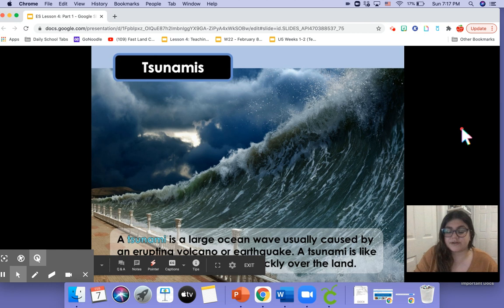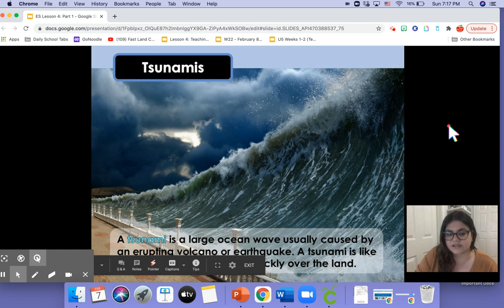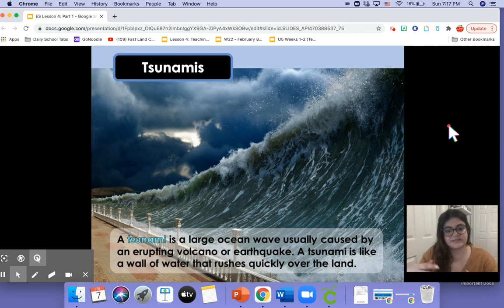We are moving on to another change on Earth called a tsunami. Can you say that with me? Tsunami. A tsunami is a large ocean wave, usually caused by an erupting volcano or earthquake. What I noticed after reading all of these is many of them cause each other. An earthquake can cause a flood. An earthquake can cause a landslide. A tsunami can be caused by an earthquake. So they affect each other.